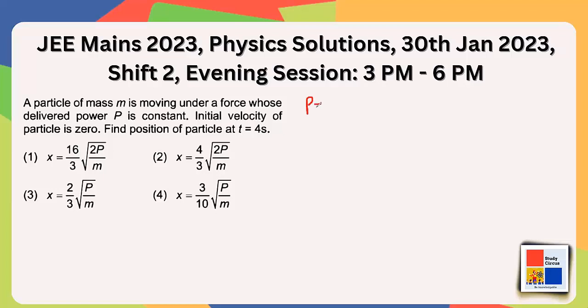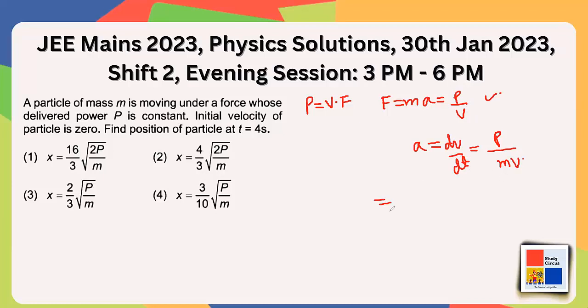So we know that power is equal to force into velocity. It's the dot product of F and v basically. So here we are talking about linear motion, so we don't have to consider vectors and all. So if P is constant, I can say F is equal to ma, that is P upon v here. So I can say acceleration, that is dv upon dt, is equal to P upon mv. So we have the differential equation v dv is equal to P dt upon m.